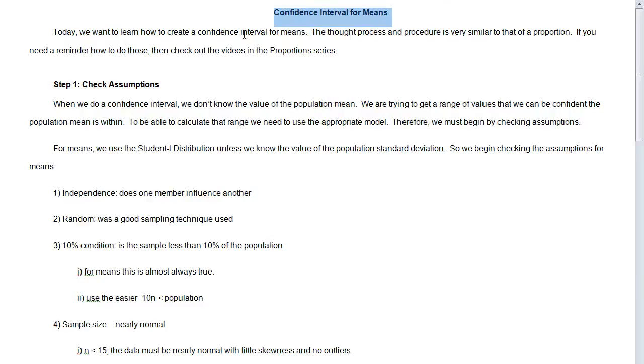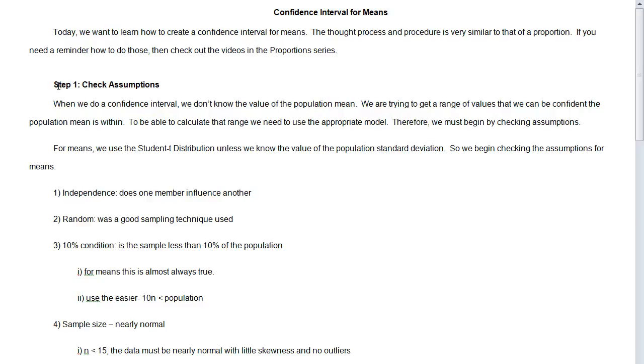Alright, so we've been doing proportions and now we want to change to means. So today we want to learn how to create a confidence interval for means. The thought process and procedure is very similar to that of a proportion, and so if you need a reminder on how to do those, then check out the videos in the proportion series on my YouTube site.